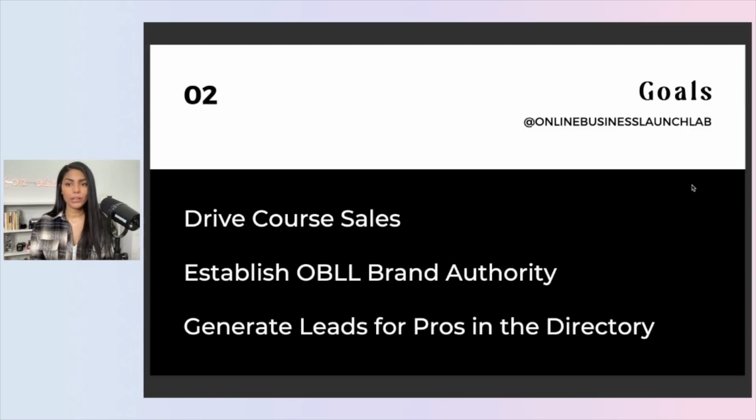So for OBLL, the goals are one, to drive course sales. That's the number one goal, is revenue, right? But number two is to establish OBLL brand authority, which means to establish that trust with our students and with the overall online business community. I've had courses for years. I've been sort of the face of the courses for years. Okay, I guess my internet glitched right at this exact moment. Ignore my face. But what I was saying is I've had courses personally for years, but OBLL is still a new brand. So we want to really elevate the brand and not just me, the person.